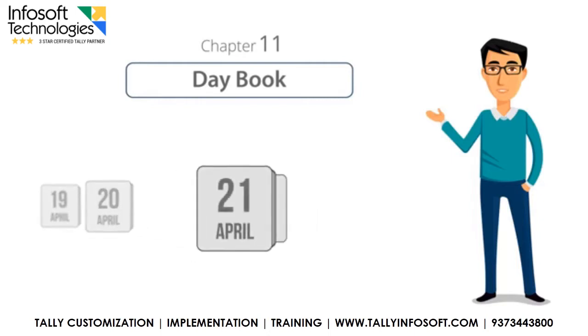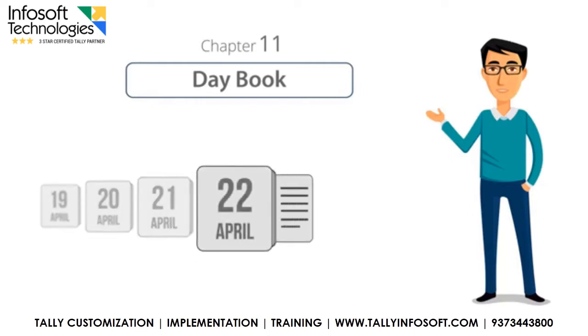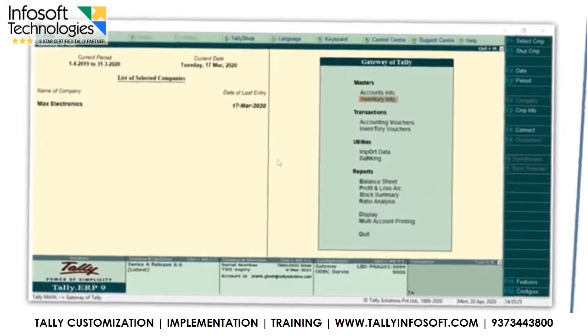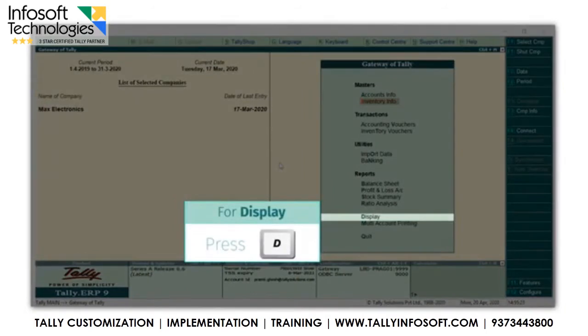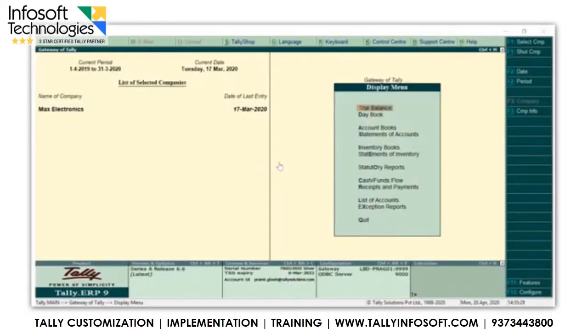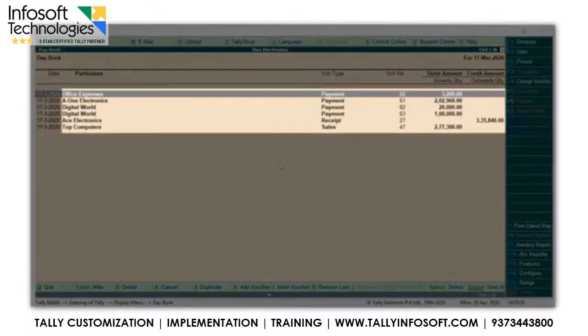By listing all the transactions made in a day, the DayBook helps you to stay on top of your financial activities. To view your DayBook from the gateway of Tally, press D for Display and again press D for DayBook. Here, you can see all the transactions recorded on the current date.